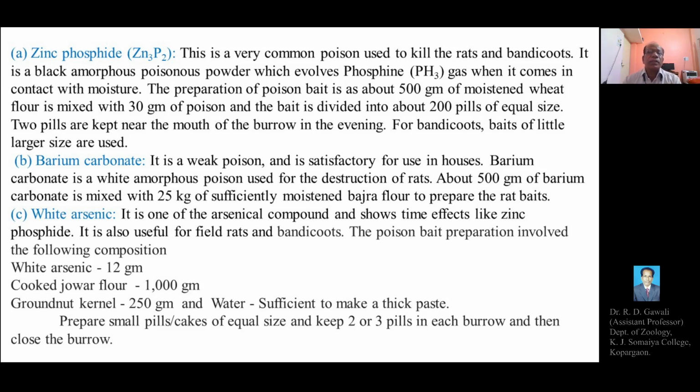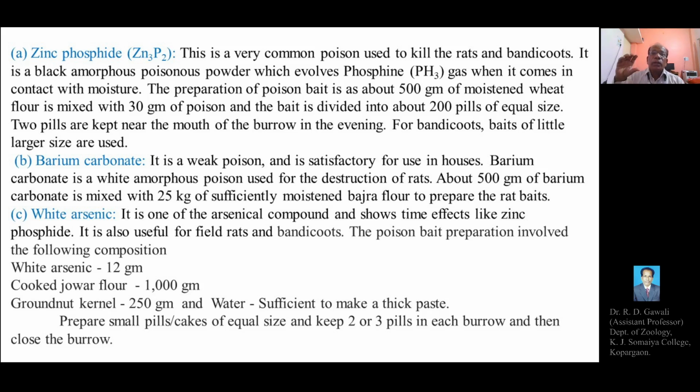Then the second type of poison that can be used in the form of poison baits is barium carbonate. It is a weak poison and is satisfactory for use in houses. Barium carbonate is a white amorphous poison used for the destruction of rats. Again, for the preparation of the poison baits, about 500 gram of barium carbonate is mixed with 25 kg of sufficiently moistened bajra flour to prepare the rat baits or poison baits.